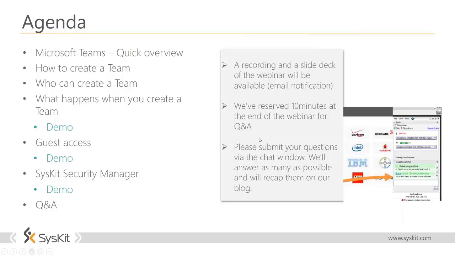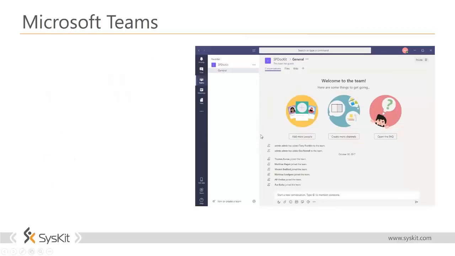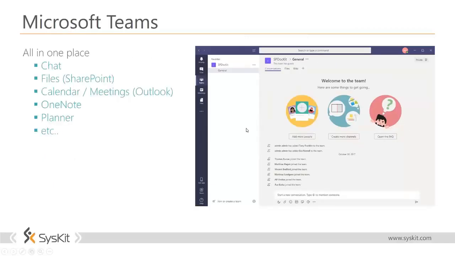Okay, let's get started. So, a quick overview. Microsoft Teams is an all-in-one place, meaning it connects different Office 365 products. You have the chat, that was basically Skype. You have files, which are stored in SharePoint. You have Outlook, meaning you have your calendar and meetings in a single place. And you also have different services like OneNote, Planner, Power BI, etc.